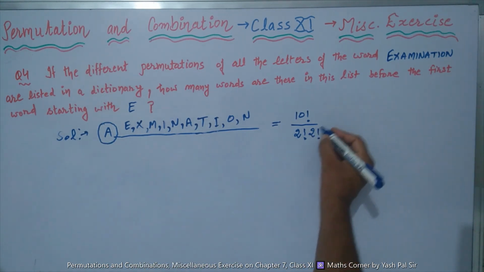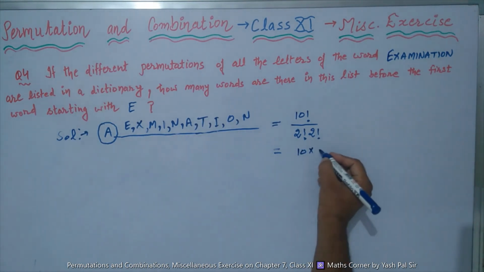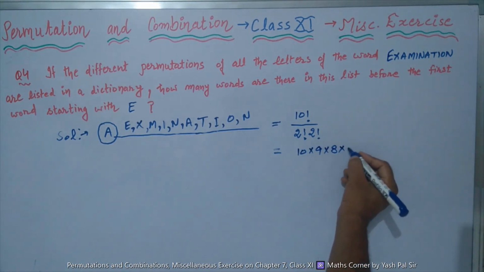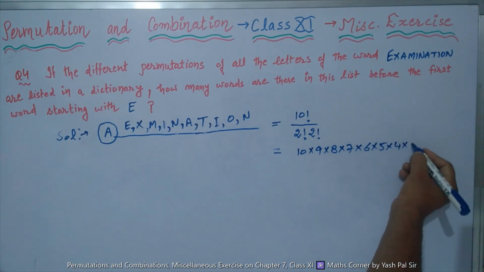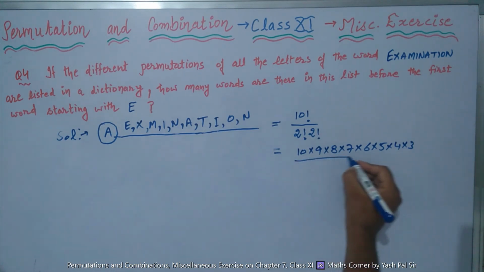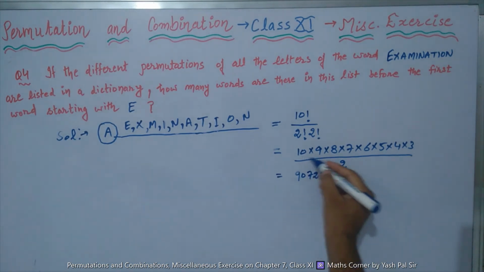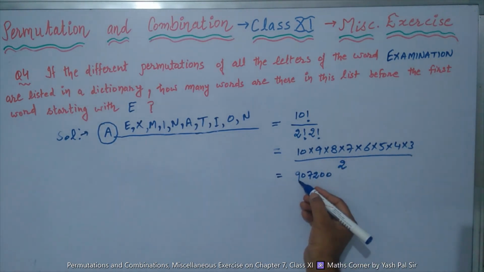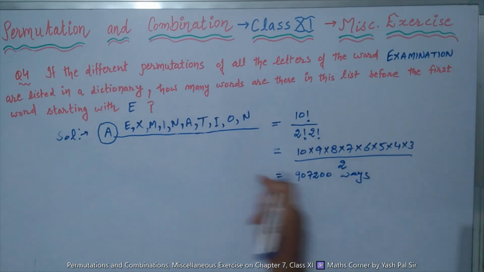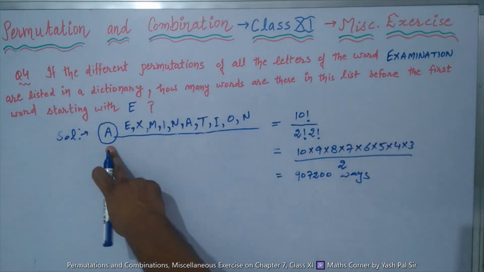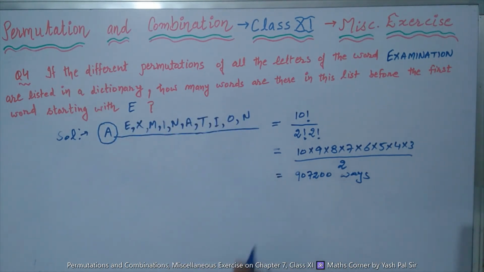So what is the calculation now? 10 factorial, 10 into 9 into 8 into 7 into 6 into 5 into 4 into 3, 2 factorial will get cancelled, divided by 2. After calculating the product, the answer is this number of ways. So when we started with a, the remaining letters are arranged. This is the number of ways.